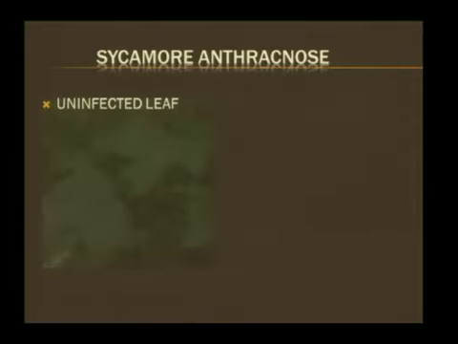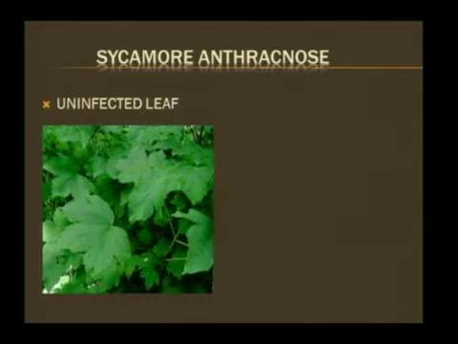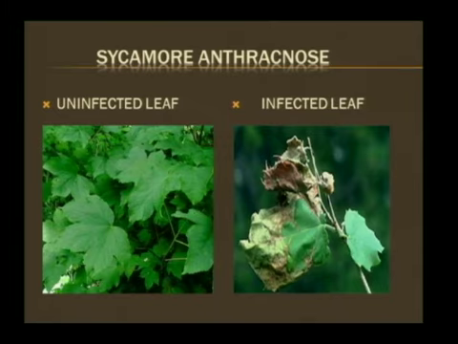Sycamore anthracnose, you can see here, the uninfected leaf is very green, succulent, very similar to the other trees. Infected leaves, again, have the gnarling, the crinkling, the curling, the browning of the leaf tissue. And as I showed you with the northern red oak, half of the leaf is basically gone, non-functional. This can severely impact the health of the sycamore tree. There are treatments that are available for sycamore anthracnose.